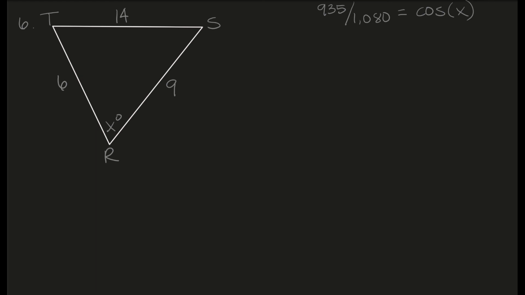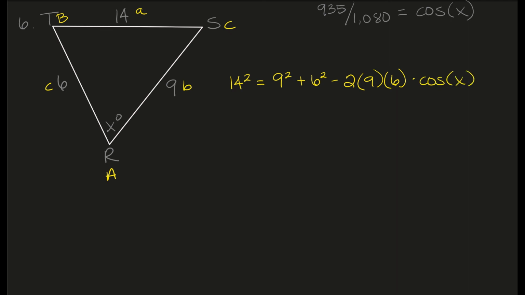So they've labeled it TSR. So with our variables, we could just go through and just say A, B, and C. So we'll make this leg A, leg B, leg C. So this gives us 14 squared equals B squared plus C squared minus 2 times B times C times the cosine of angle A. So 14 squared is 196. 9 squared plus 6 squared is 117. 2 times 9 times 6 is going to give us 108.